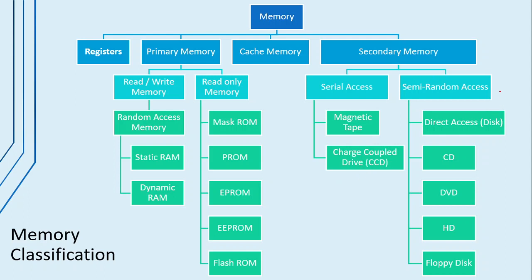Now semi-random access. In semi-random access there are different kinds of memories, but here I have mentioned very few, that is the disk. In a disk you can access your data directly, it has direct access. Further examples are CD, compact disc, then DVD, then HD, which stands for hard disk, and floppy disk. These are examples of secondary memory.